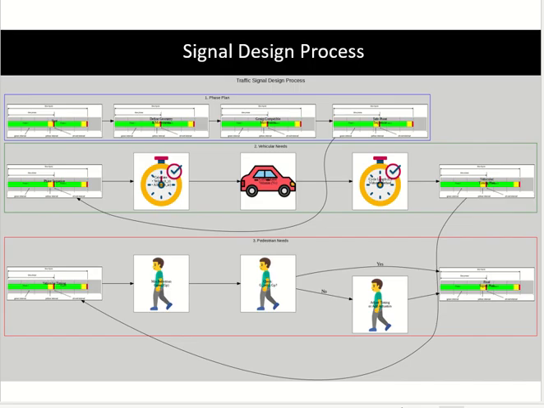Now each phase has its own critical volume, right? So the logic says what? If phase A has more volume, it should have more what? More green time, right? So this is how we divide it, on the basis of the ratio of the volume it has. I have total 100 seconds of green time. Phase A has 60% of the total volume. Phase A will have 60% of the time. Clear? Then the next phase.